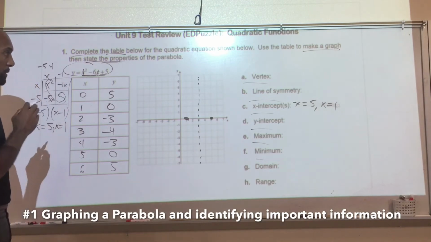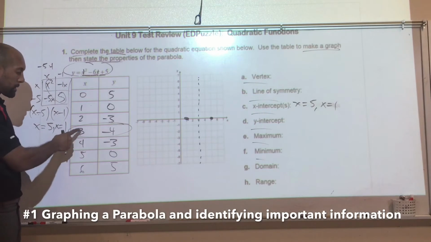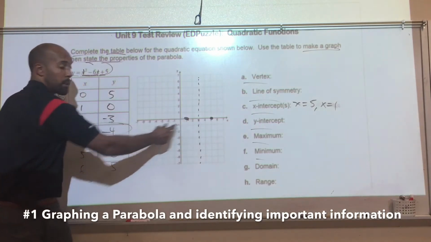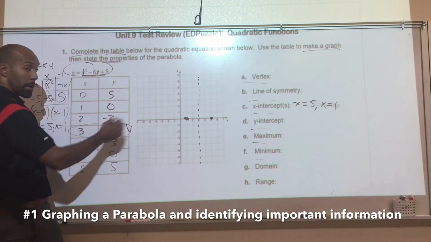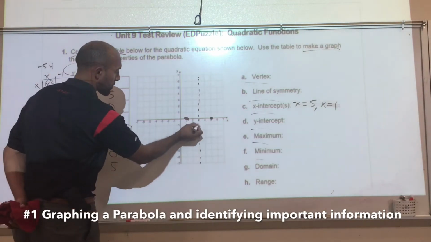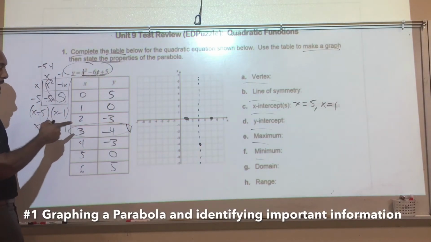Okay, so now I need the important information. I know that point in the middle, that's our vertex. Remember we established that 3 in the middle, that's our vertex. So this is our V. I'll just put V there for vertex. I'm going to go ahead and put that on the graph. So right 3, down 4. Okay, and then I want to know my x-intercepts.